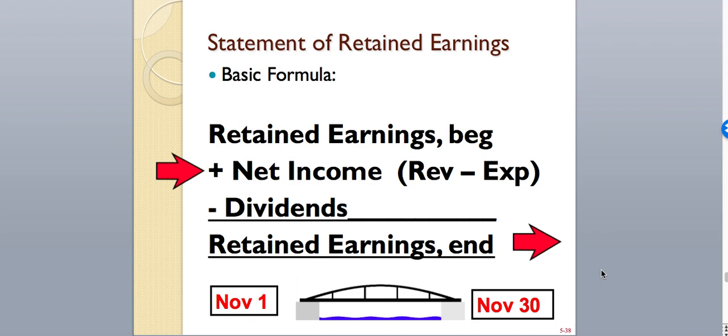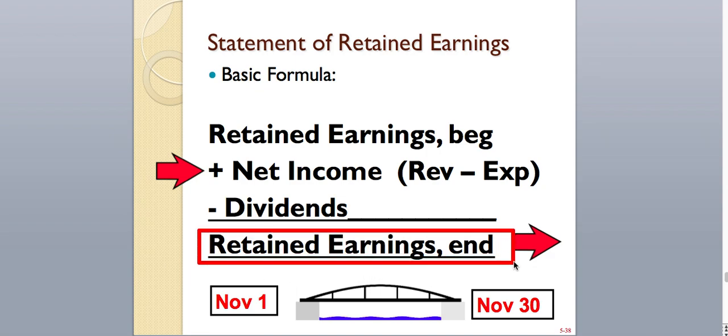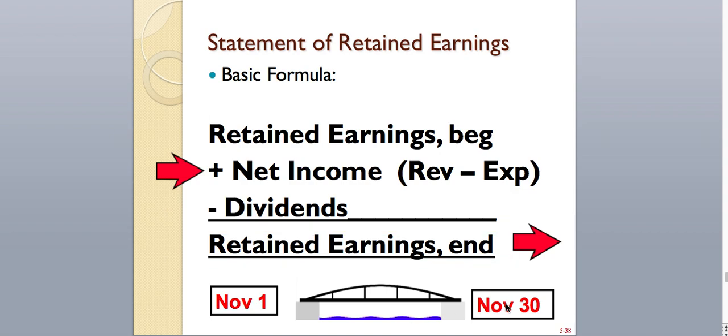And the balance in the retained earnings account should be updated to be this amount, retained earnings end. In other words, the retained earnings at the end of the period that are going to carry forward to the next accounting period and become the retained earnings beginning for the next period. So let me show you what that looks like with our Zucker management example that we've been working on in class.